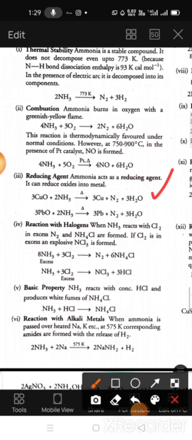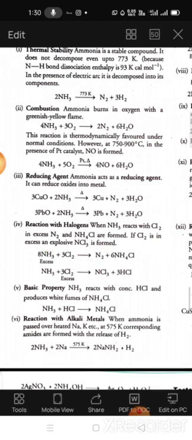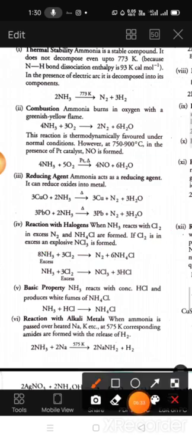CuO plus 2NH3, on heating, forms 3Cu, N2 and 3H2O. Next one is reaction with halogen. When NH3 reacts with a halogen, in excess NH3, N2 and NH4Cl are formed. If Cl2 is in excess, then it will be explosive and NCl3 is formed. Basic property: NH3 will react with concentrated HCl and produce white fumes of NH4Cl, that is called ammonium chloride.